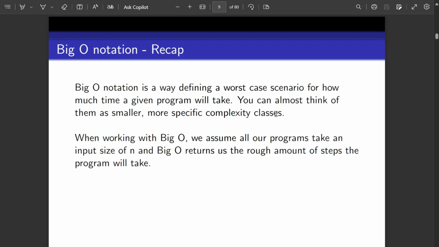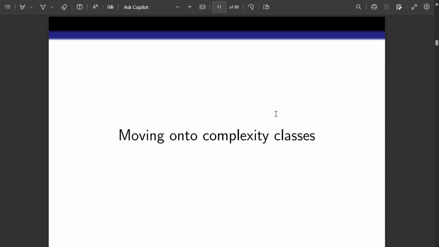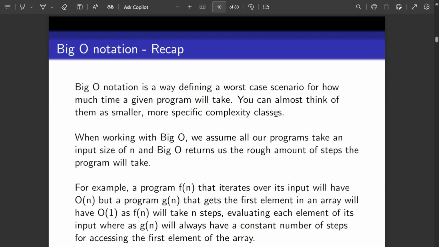So when we're working with big O, we assume all of our programs take an input size of n, and big O returns us a rough amount of steps the programs will take. So if we have f of n that iterates over its input, the program will have O of n. But g of n will have O of 1 if it takes the first element in an array, because that doesn't change depending on the input size. And that's all I really wanted to cover for big O.